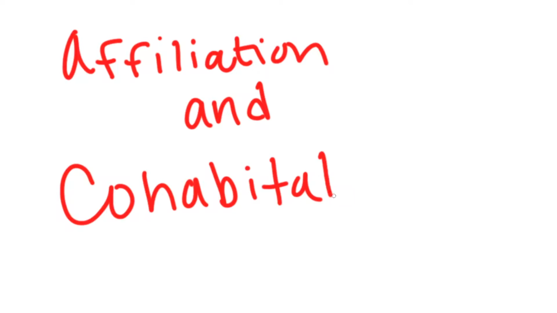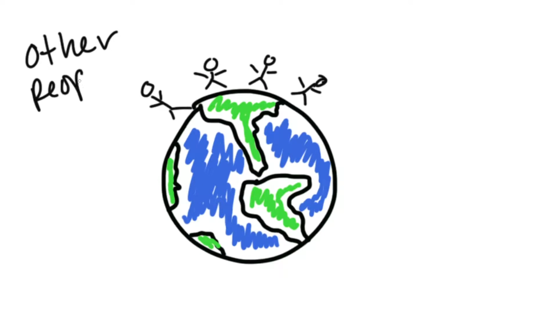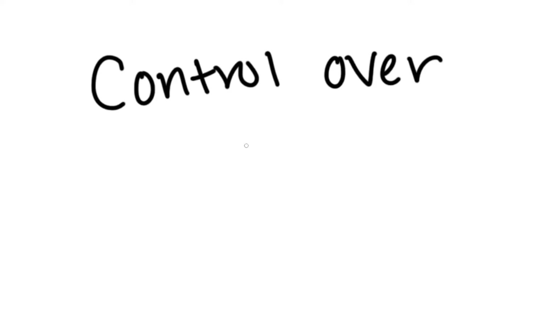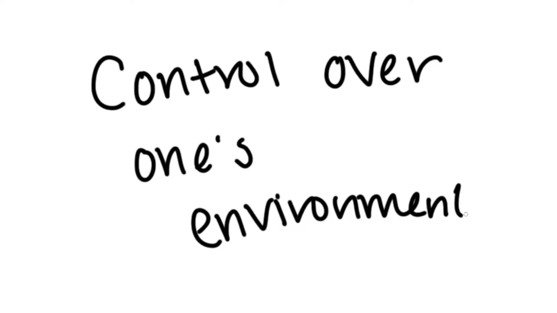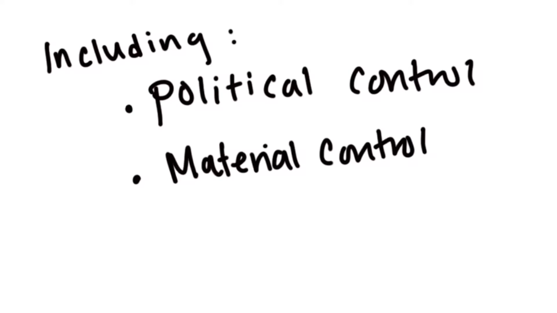Affiliation and cohabitation is the ability to cohabit communities with others, to recognize and show concern for other human beings and other species. Over one's environment. Political control, being able to participate effectively in the political sphere of one's life. Material control, having a way to obtain the means to a good life, in most cases income, but not exclusively.